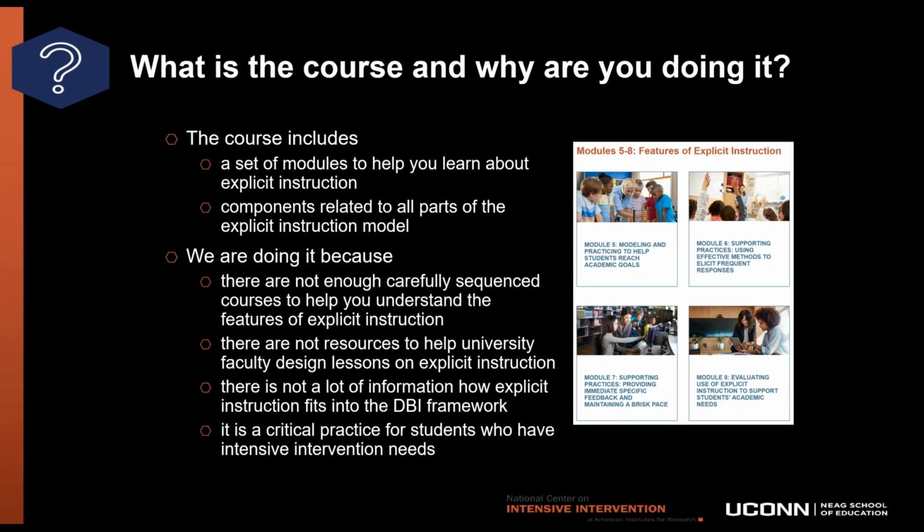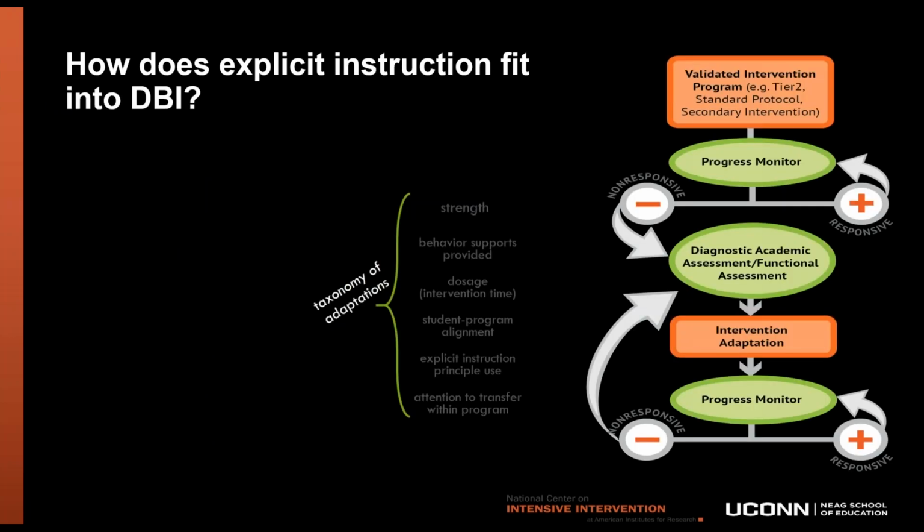Because it's a really critical practice, we want to make sure that students have it. So let me explain a little bit more how explicit instruction fits into the National Center model of data-based individualization. For those who aren't familiar, data-based individualization is a way of providing students with a standardized Tier 2 standard protocol intervention, and then using progress monitoring, assessment, and adaptations to improve students' outcomes. And we can think about explicit instruction in these terms.